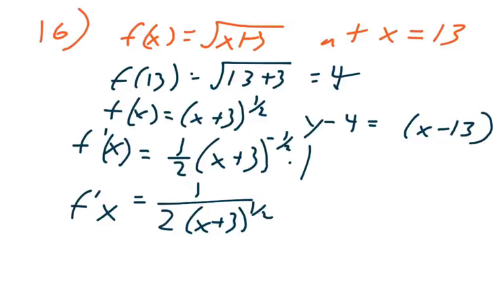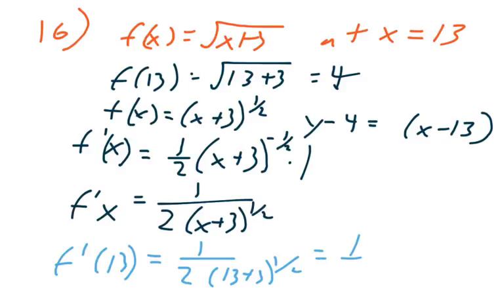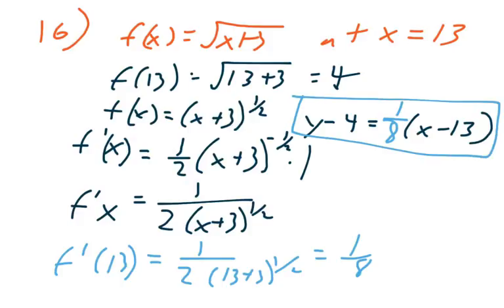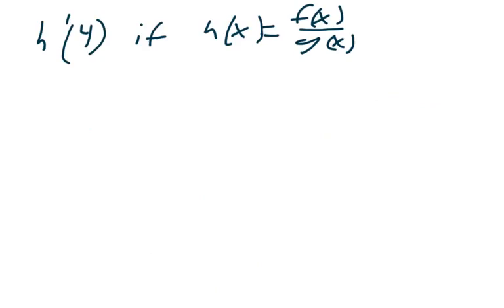When I put in 13, I get 1 over 2 times 13 plus 3 to the 1/2, which equals 1/8. And so that's the number that goes in front, because that's the slope. And there's my point slope formula.